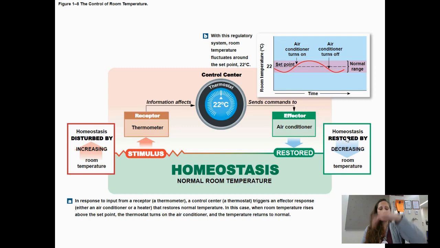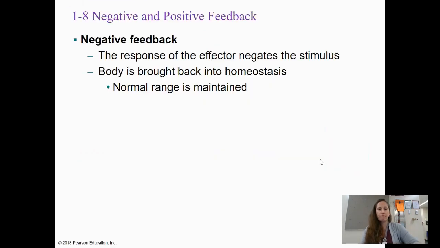Homeostasis is dynamic, meaning it's constantly responding to change, all right? And so that dynamic response is how we maintain the norm. Because we're constantly being bombarded by stimuli, our body has to have a way to respond to it. And there are two pathways the body uses to respond. The most common that you will observe in the body is called negative feedback.